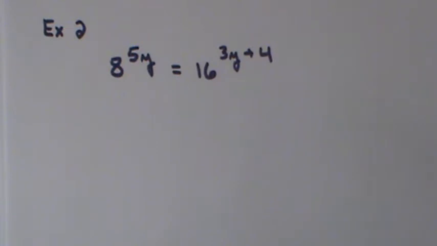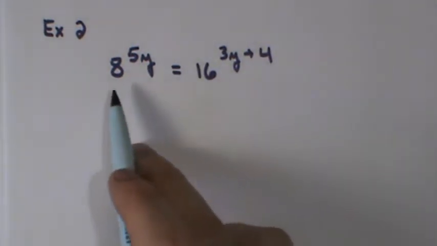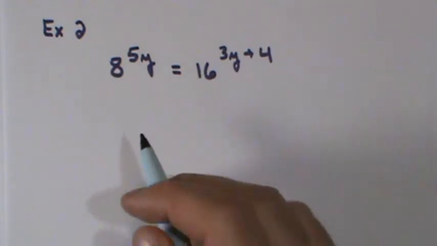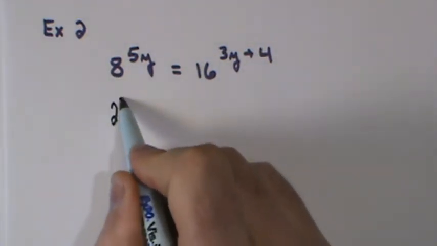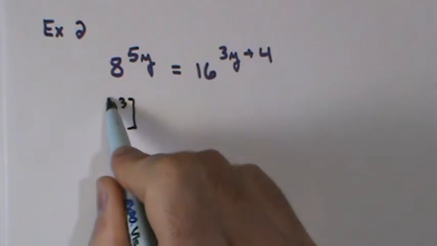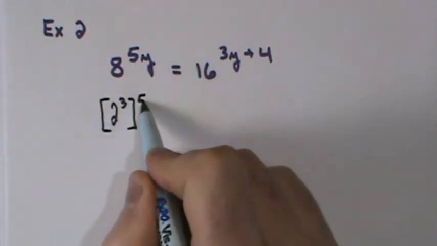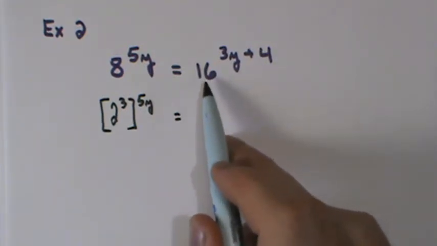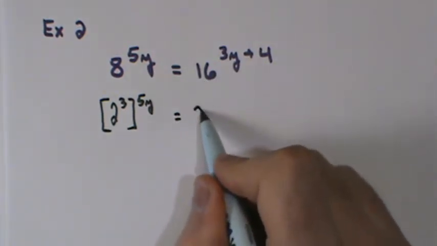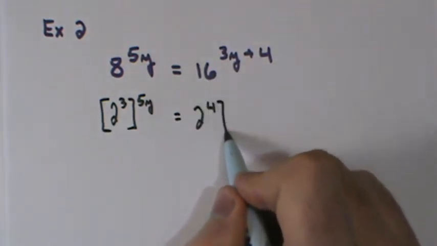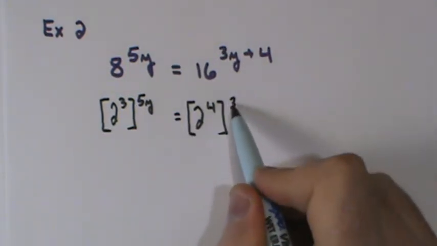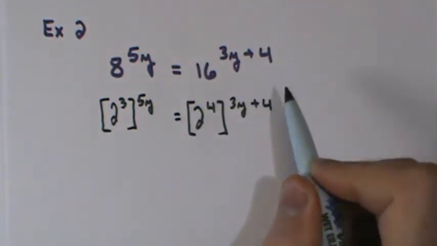First step, I want to get it so I have like bases. I recognize that 8 is 2 to the third. 5y is just going to stay on the outside. In a similar way, 16 is 2 to the fourth. And then I've got the 3y plus 4 on the outside.